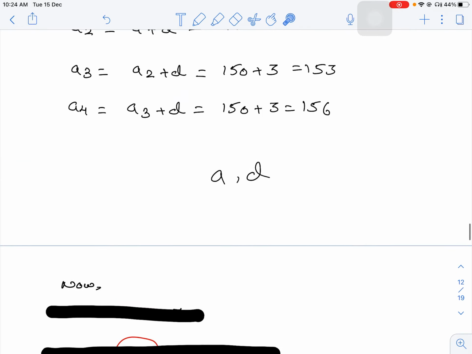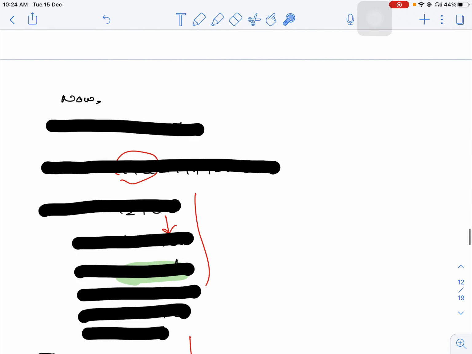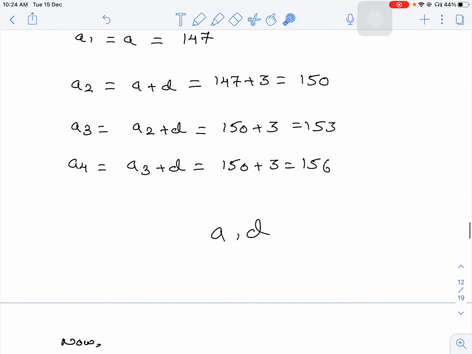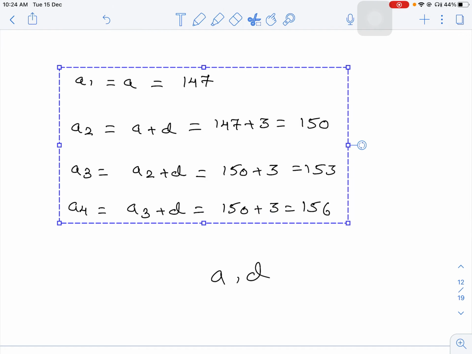So let us now consider, already we have written values of this one, that is A1, A2 150, A3 153, A4 156. Now let us check, can we get the same values by any other method or not? So let us see. Now again, A1 is written as A equals 147. Now A2 is written as A plus D, that is 147 plus 3, that is 150. Here also it was the same. I am just copying this so that it will be easy for us to cross check it.